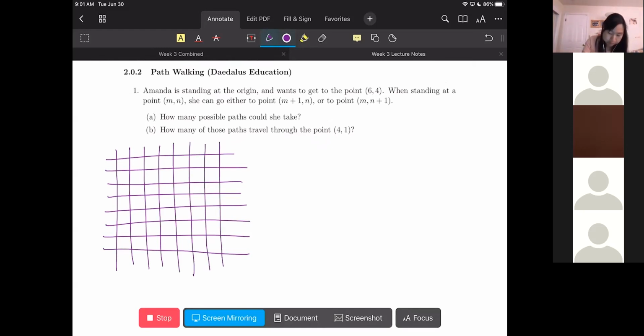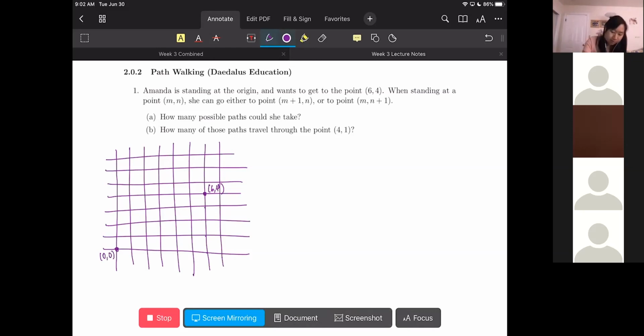Okay, so let's say this is the origin. The origin is 0, 0. And then she wants to get to the point 6, 4. So 1, 2, 3, 4, 5, 6. This is 6. So she wants to get here. Is that clear to everyone?